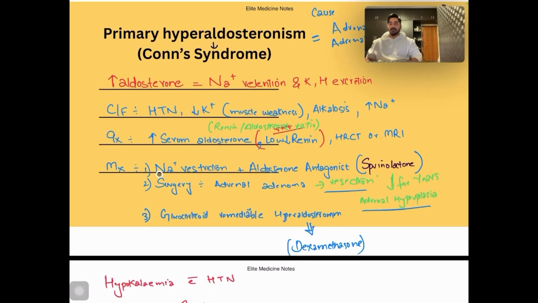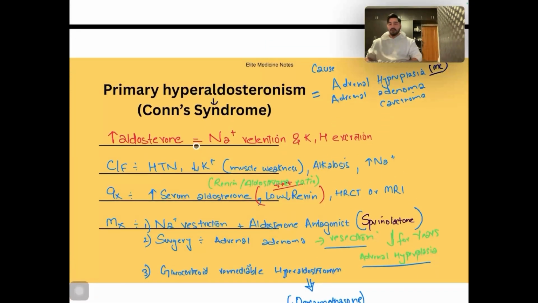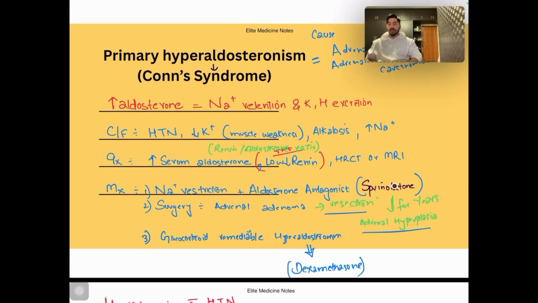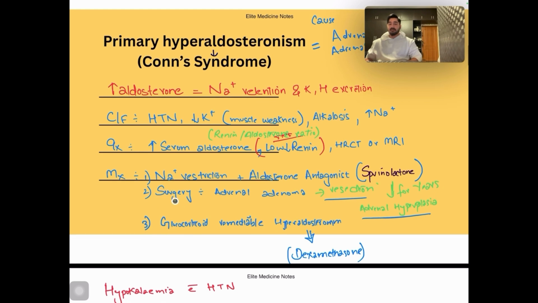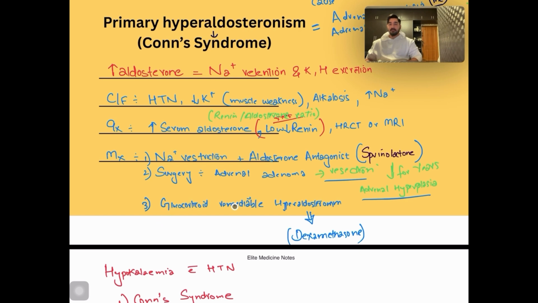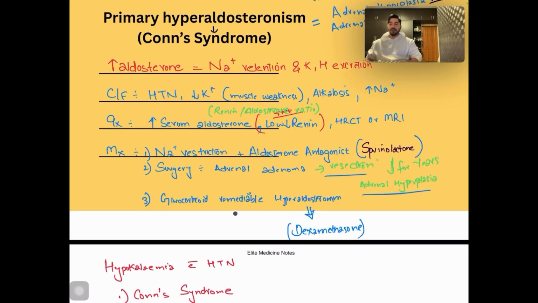So what will be the management? First of all, the patient has increased sodium retention, so we have to restrict sodium intake. And there is increased aldosterone, so we have to give an aldosterone antagonist, that is spironolactone. Spironolactone is given for many years for adrenal hyperplasia. In case you are planning for surgery, the treatment will be adrenalectomy, the surgery for adrenal adenoma. And there is another cause of hyperaldosteronism, that is glucocorticoid remediable hyperaldosteronism, and the treatment for that is dexamethasone. I will tell you about it as we move forward.